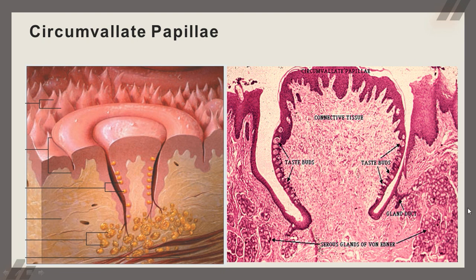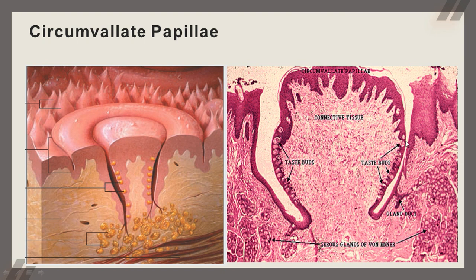Another important thing here, you can see some minor salivary glands. These minor salivary glands are serous in nature and they are nothing but your von Ebner glands. So the ducts of the von Ebner glands open into the cleft of the circumvallate papillae. This is very important because this cleft will contain some debris, and this debris will be washed out by the secretions of the von Ebner glands. The von Ebner gland secretion will be released through the duct into this cleft of the circumvallate papillae, which will wash out all the debris that is accumulated in this cleft.